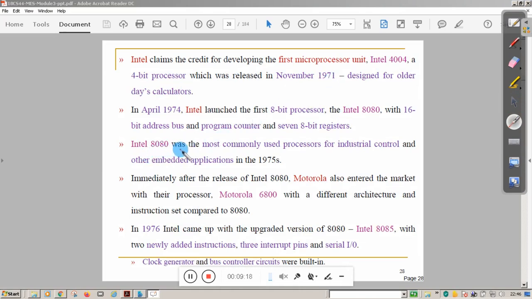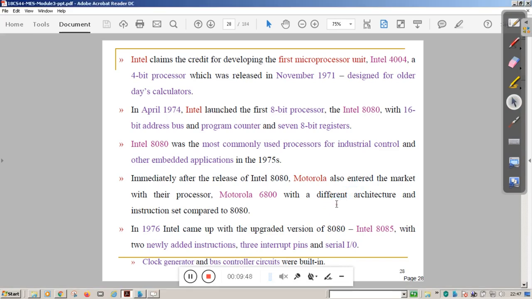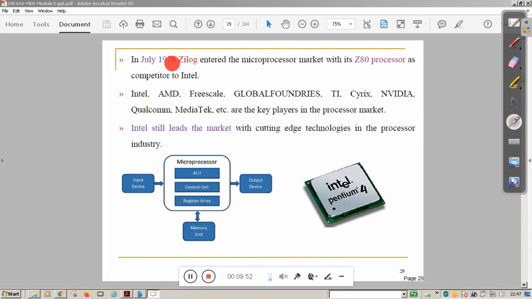Intel 8080 came into the market in the year 1975. Simultaneously, Motorola developed something called the 6800, with a different instruction architecture compared to Intel. The next version of the Intel 8080 was the 8085, which is an 8-bit microprocessor. In July 1976, Zilog entered the market with its own processor, the Z80, as a competitor to Intel. So these are the different vendors, the key players in the processor market, like Intel, AMD, Cyrix, Nvidia. They play a key role in the processor market.